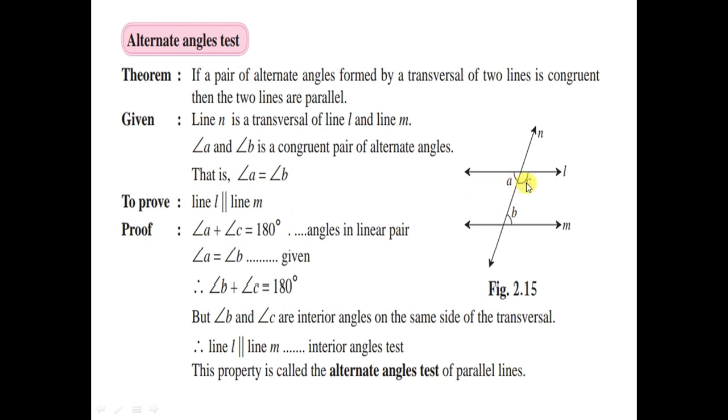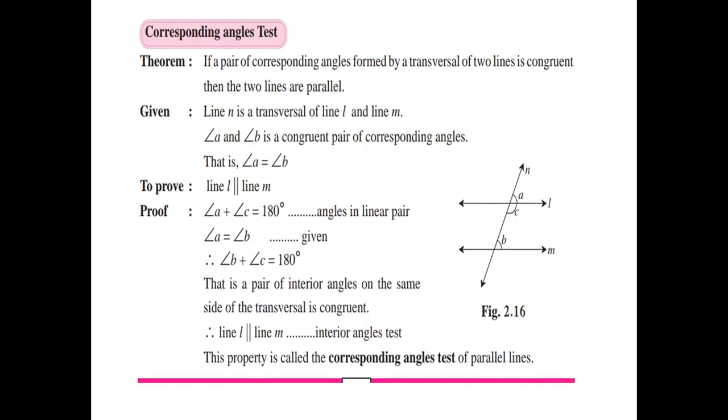Now angle A plus angle C is equal to 180 degrees, angles in a linear pair. Then angle A equals angle B, that is given over here. That means angle B plus angle C equals 180 degrees. Here instead of A I am writing B. So angle B plus angle C equals 180 degrees. But angle B and angle C are interior angles. So line L and line M are parallel. Since the interior angles are supplementary, line L and line M are parallel. This property is called the alternate angles test of parallel lines.